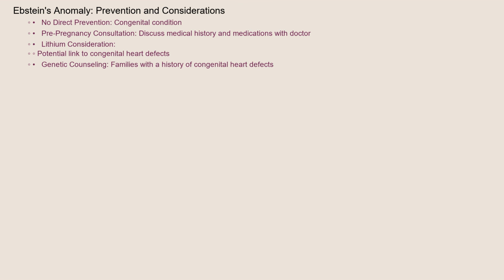Because Ebstein's anomaly is a congenital condition, there's no known way to directly prevent it. However, women planning a pregnancy should discuss their medical history and medications with their doctor. In particular, the use of lithium during pregnancy should be carefully considered due to its potential association with this and other congenital heart defects. Genetic counseling may be beneficial for families with a history of congenital heart defects.